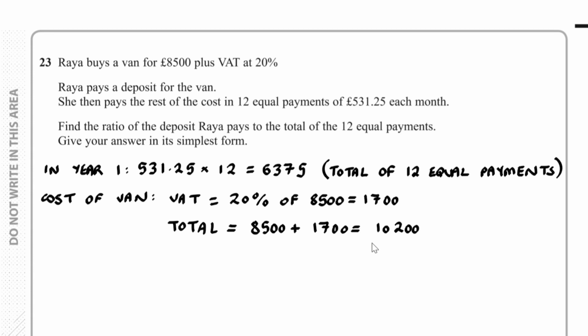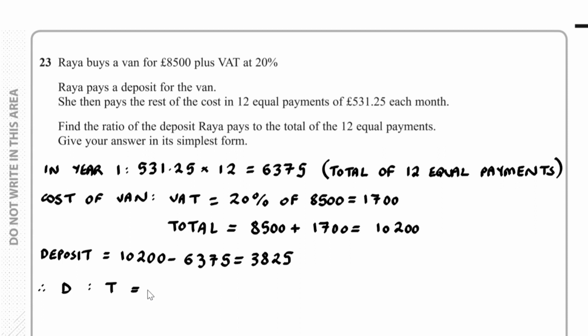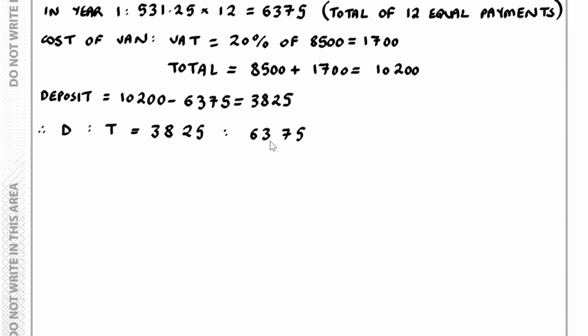So what we can do now is find out the deposit. So the deposit is equal to 10,200 subtract 6,375, which is 3,825. So therefore the ratio of the deposit to the total, that's equal to 3,825 to 6,375. And I can simplify this ratio.